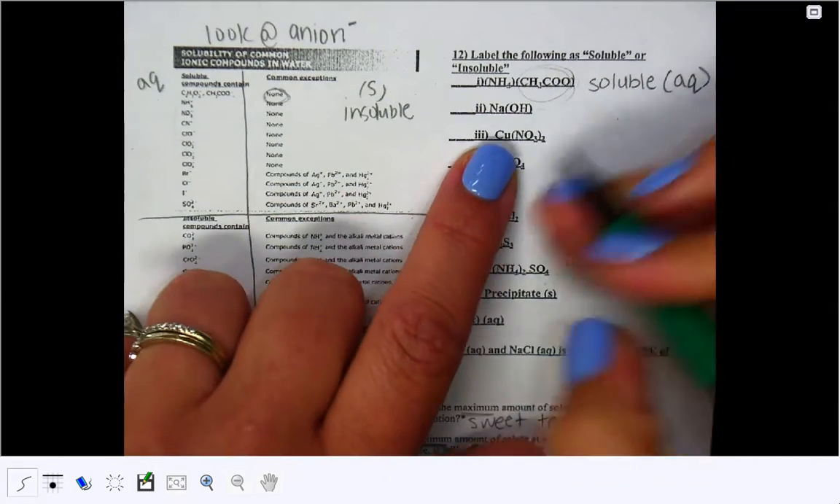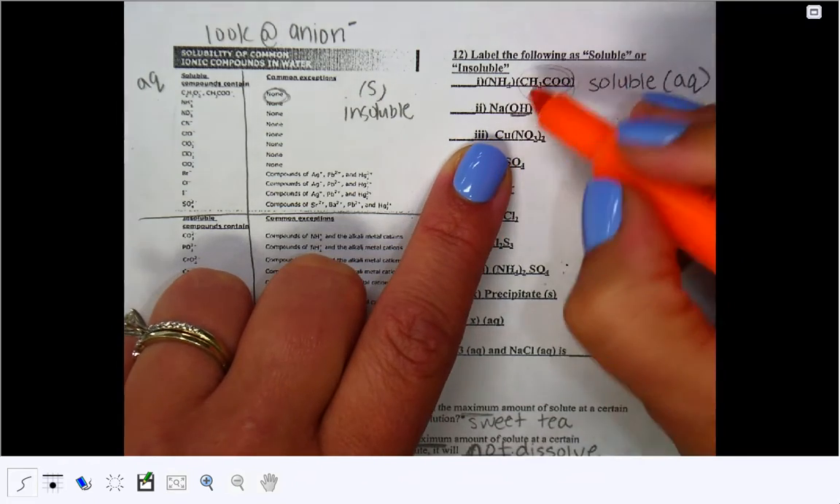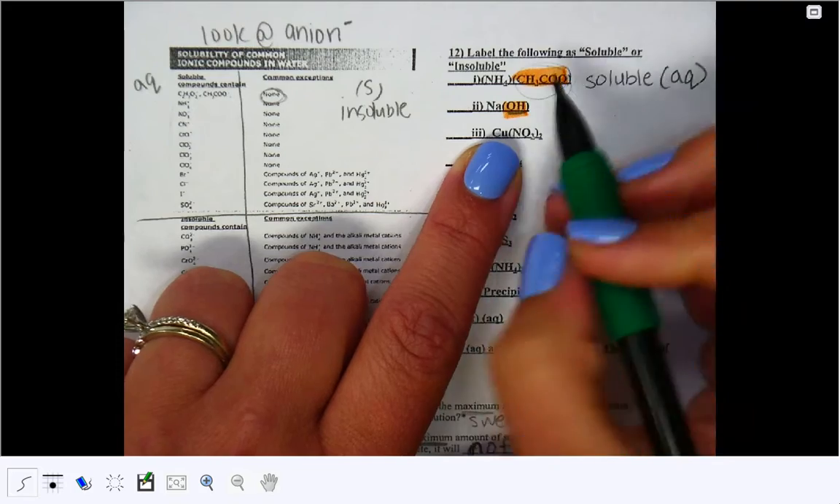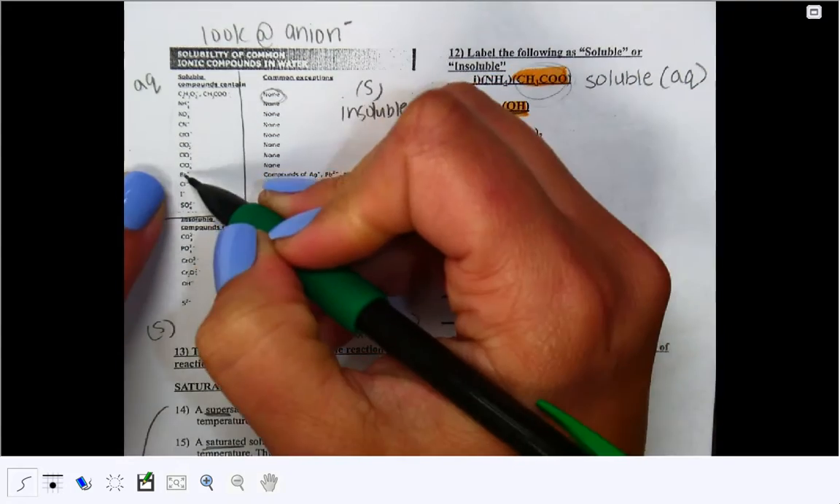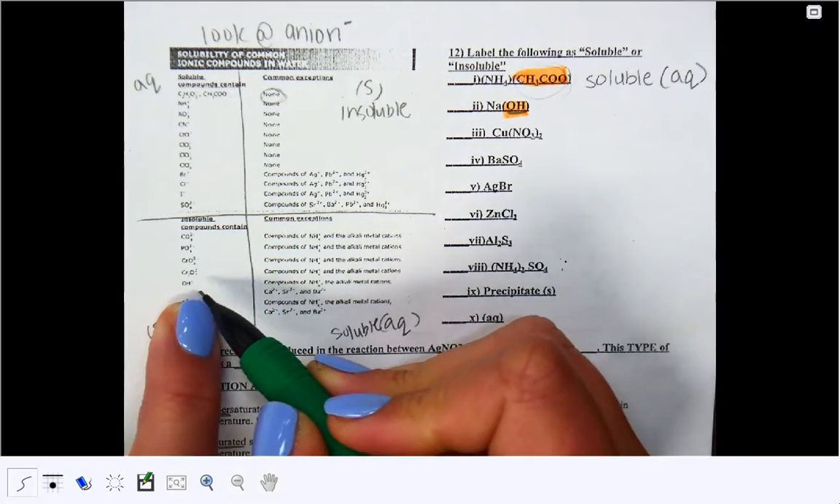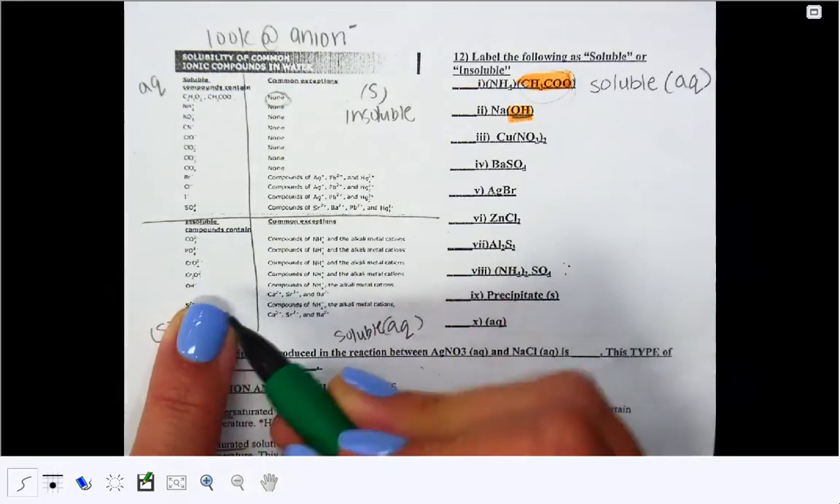All right, the next one we have is hydroxides. Again, notice I am looking at the second thing listed always, all right? So the second thing listed for this one was OH, or hydroxide, so I'm going to look down my list right here. Hydroxide is down here. So hydroxides were insoluble, or solid, right?